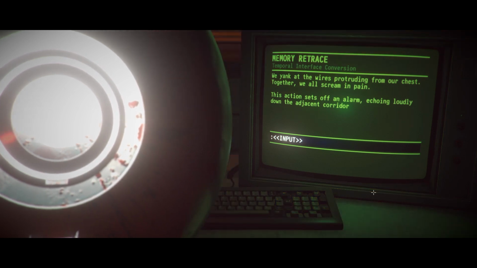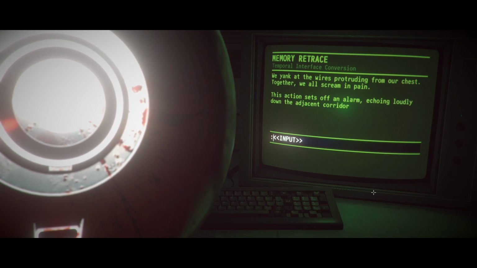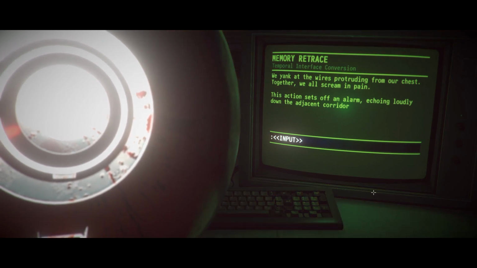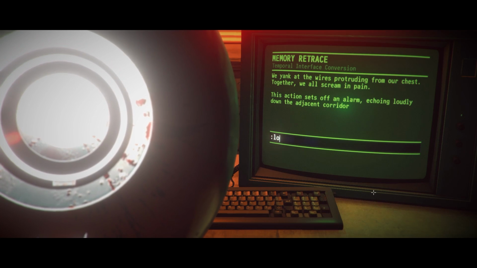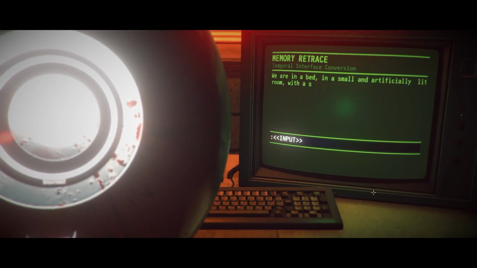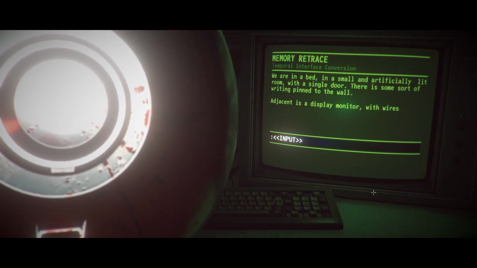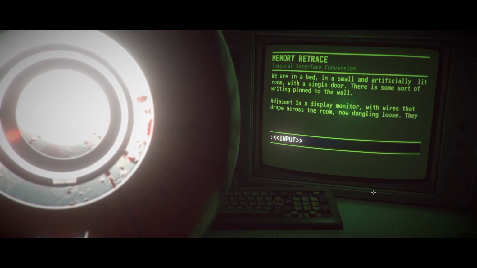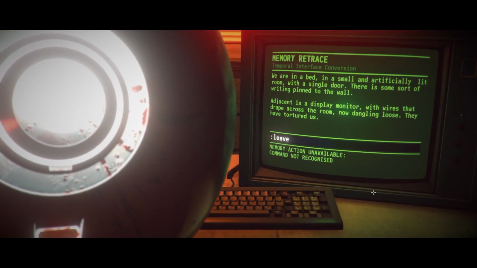Okay, we yank the wires protruding from our chests. Together we all scream in pain. This action sets off an alarm, echoing loudly down the adjacent corridor. Now dangling loose. They have tortured us. Leave room.